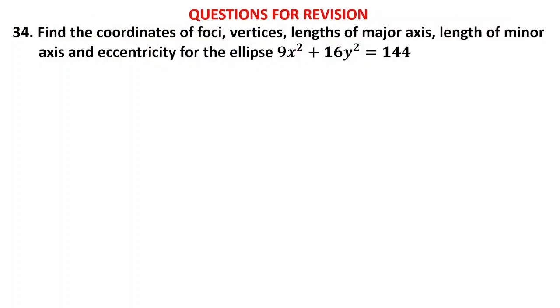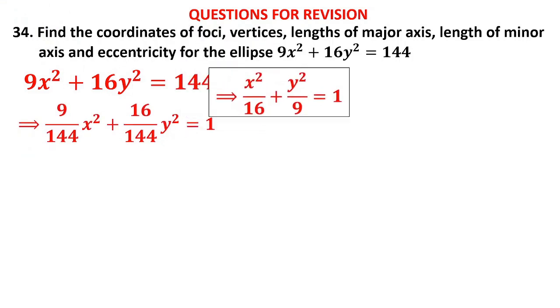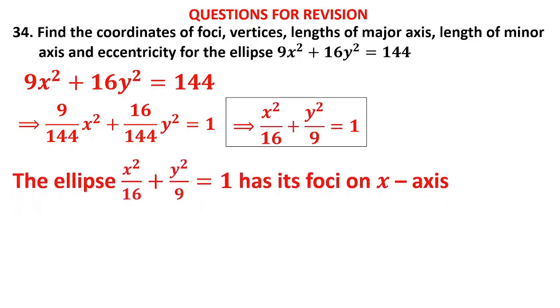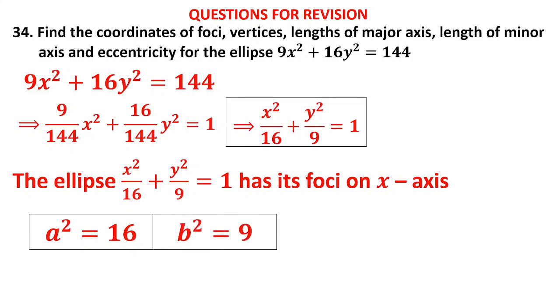We move on to the next question from the ellipse. We have to find foci, vertices, length of major axis, length of minor axis and eccentricity. For that, we have to first visualize what type of ellipse it is. For that, I will make the right hand side as 1. It will become x square by 16 plus y square by 9 is equal to 1. The denominator of x square is the bigger number, therefore it is type 1, having the focus on the x-axis. What is the value of a square now? 16, the number in the denominator of x square. And what is b square? 9, the number in the denominator of y square.